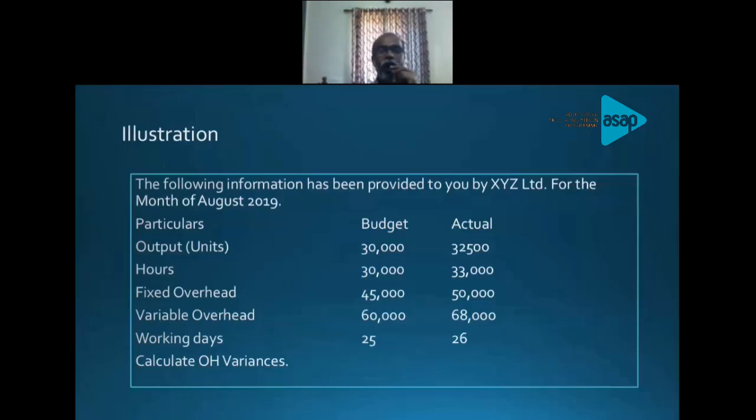Once again, output 30,000, 32,500. Hours 30,000, 33,000. Fixed overhead 45,000, 50,000. Variable overhead 60,000 and 68,000. Number of working days budgeted 25 and actual 26. You are required to calculate overhead variances. Nothing is mentioned about the different types of overhead variances. You have to compute all possible overhead variances.